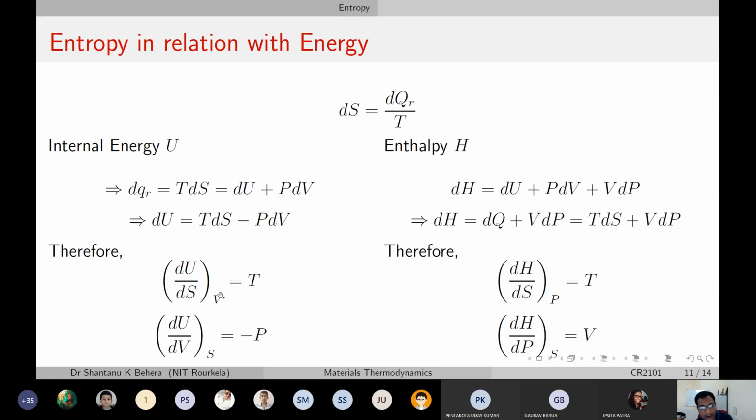So if you look at these two relationships, del U by del S and del H by del S: del U by del S at constant volume is going to be T, and del H by del S at constant pressure is going to be T. That's the relationship between two different energies, and how they compare with entropy, right?